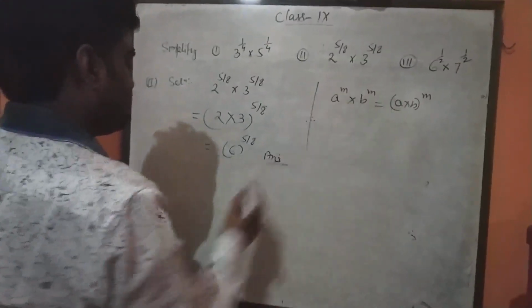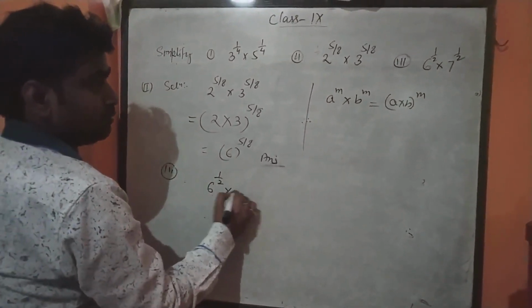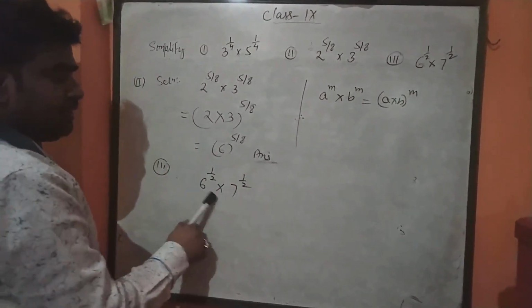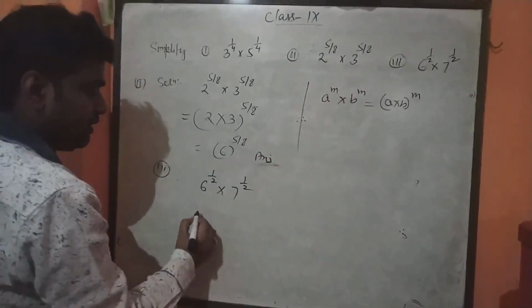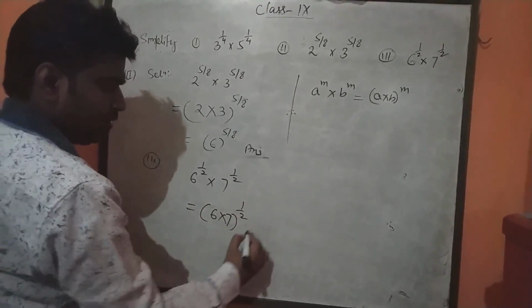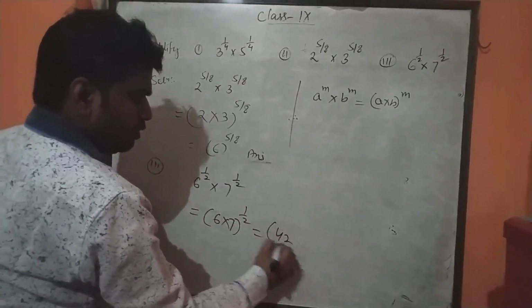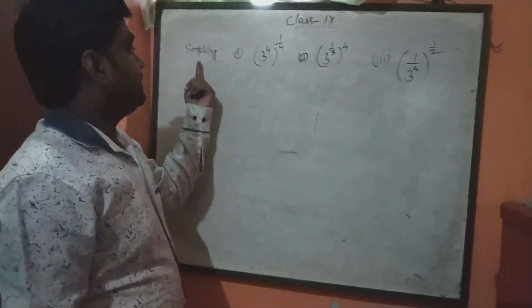Now the third question: 6 to the power 1/2 into 7 to the power 1/2. Again, it is the form of a to the power m into b to the power m. So we have (6 into 7) to the whole power 1/2, or 42 to the whole power 1/2. This is our answer.